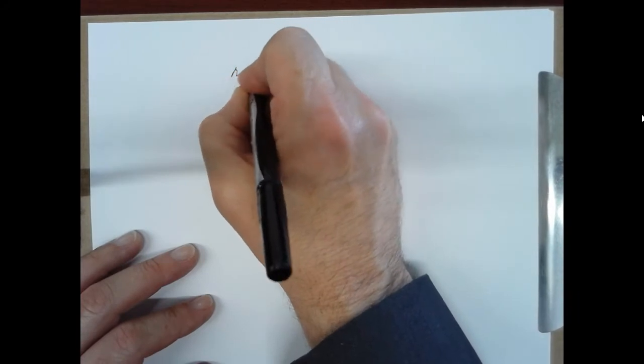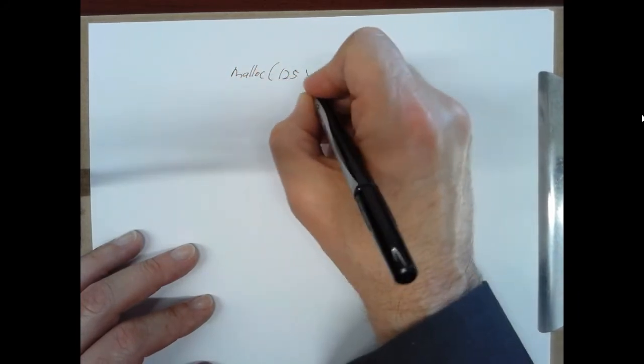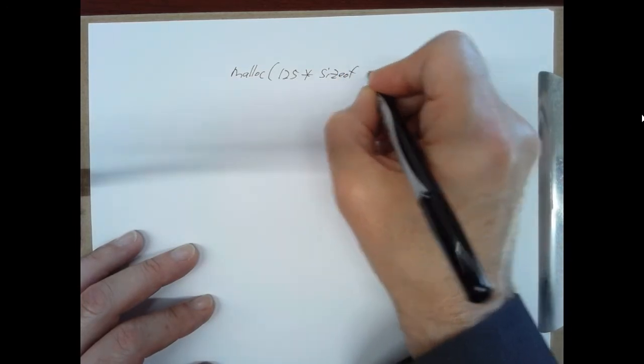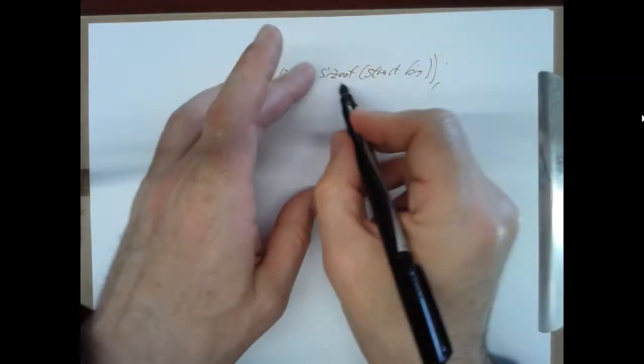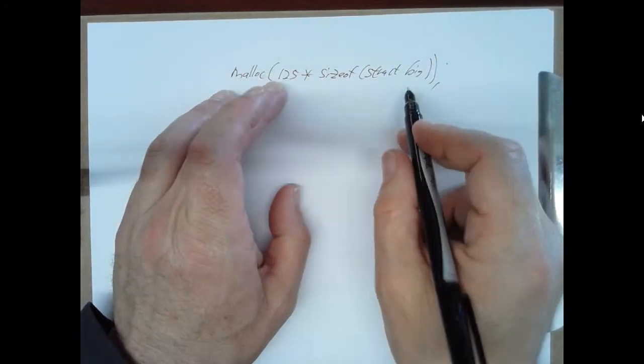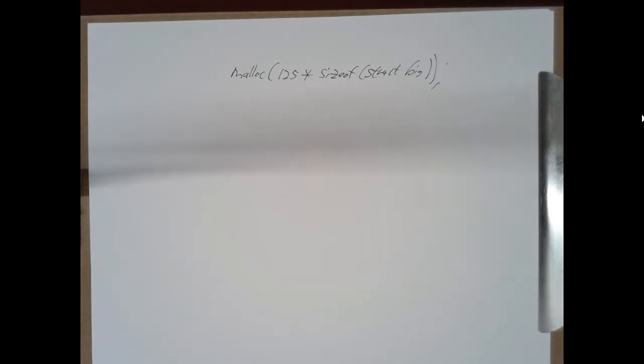Part C, write a statement to allocate enough space for an array of 125 elements of type struct big. And I clarified during the test that this has to be something that happens at runtime. So you can't just say struct big data bracket 125. Okay, that's a compile time allocation. So you need to do a malloc. And the easiest way is 125 times sizeof struct big. So this is how many bytes you need for one struct big. Multiply by 125. That's enough memory for 125 of them.